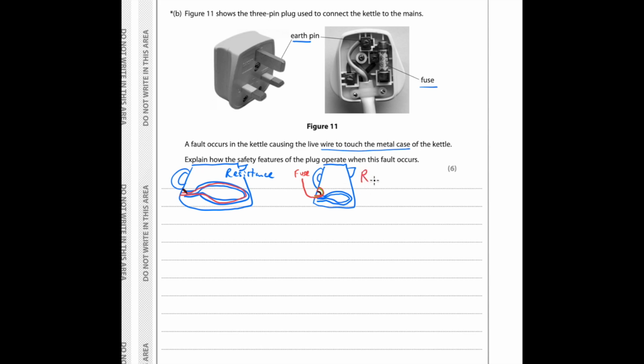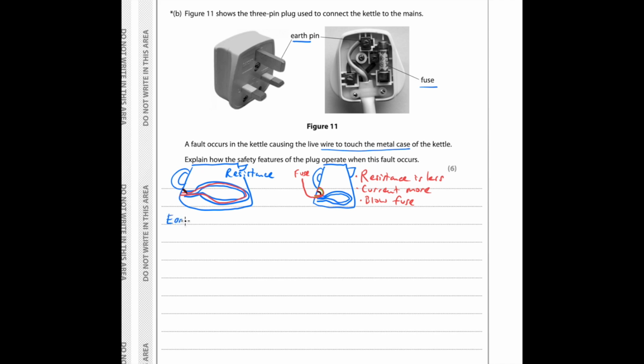So the resistance in this circuit is less, which means the current will be more. And if the current's more, it'll blow the fuse. And it'll switch everything off and protect you. I have got a lovely video that explains all that. Right, I'll show you what to put for 6 marks.